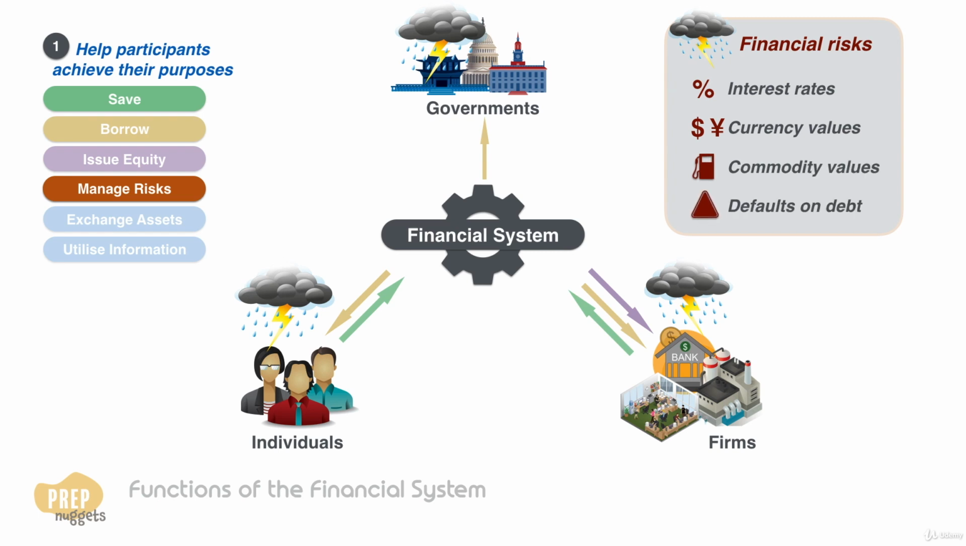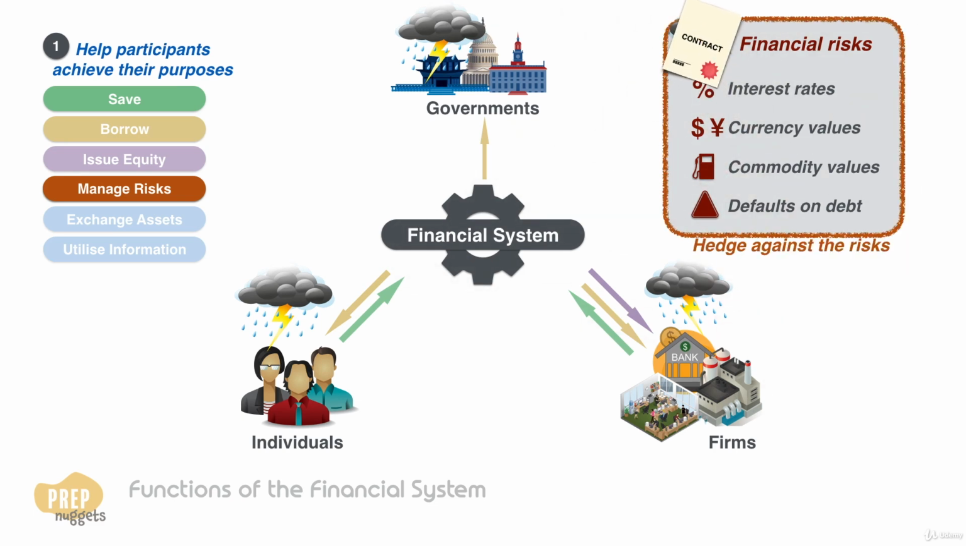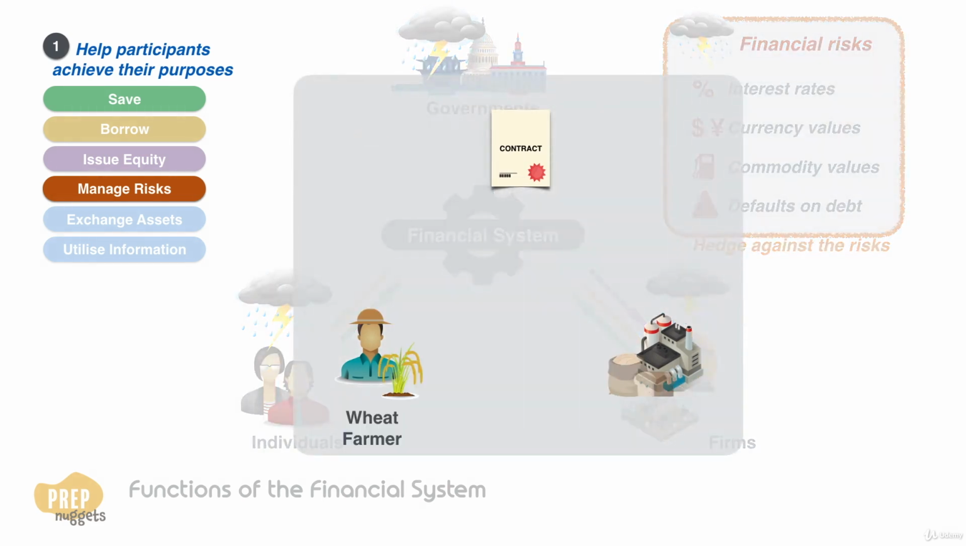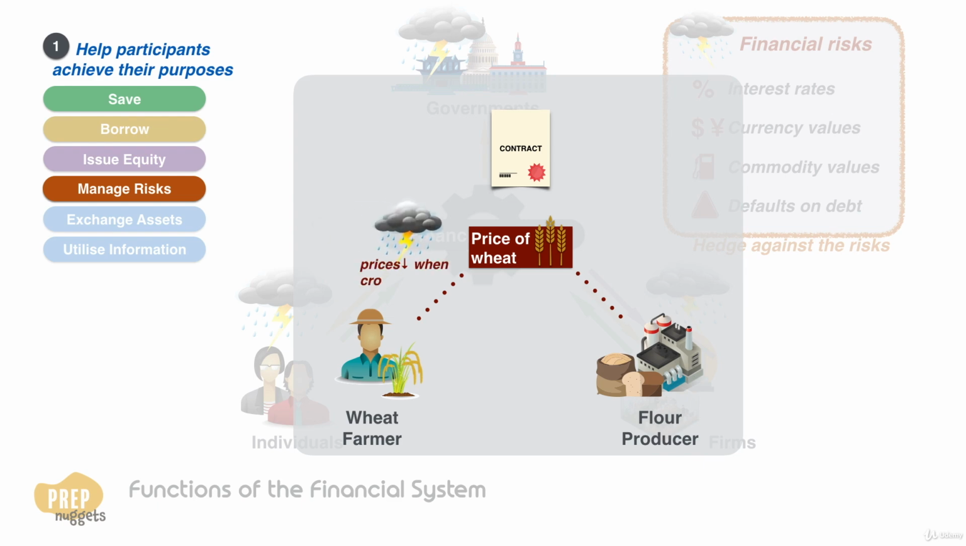Fortunately, these risks can often be managed by trading contracts that serve as hedges for the risks. For example, a wheat farmer and a flour producer both face risks related to the price of wheat. The farmer's risk is that prices will be lower than expected when his crop is ready for sale. The flour producer fears that prices will be higher than expected when he has to buy wheat in the future.